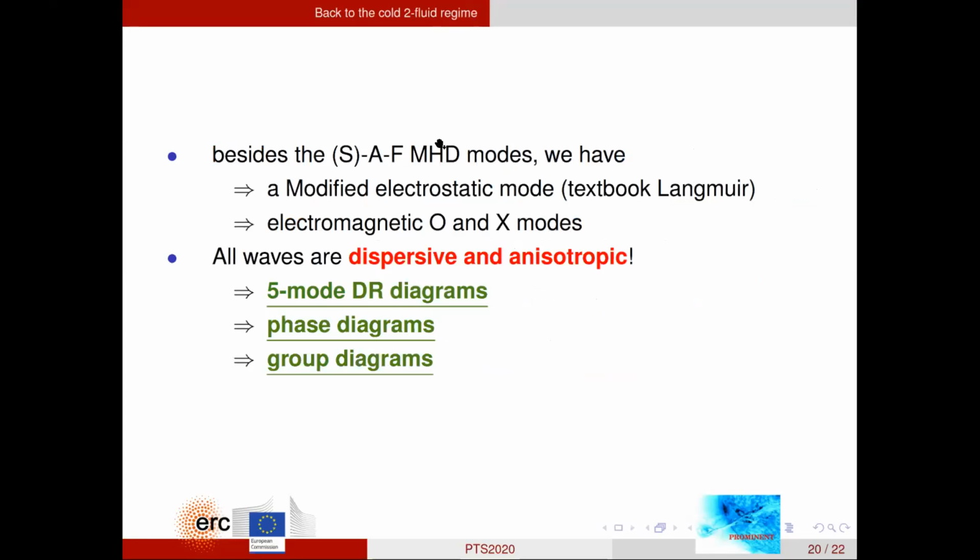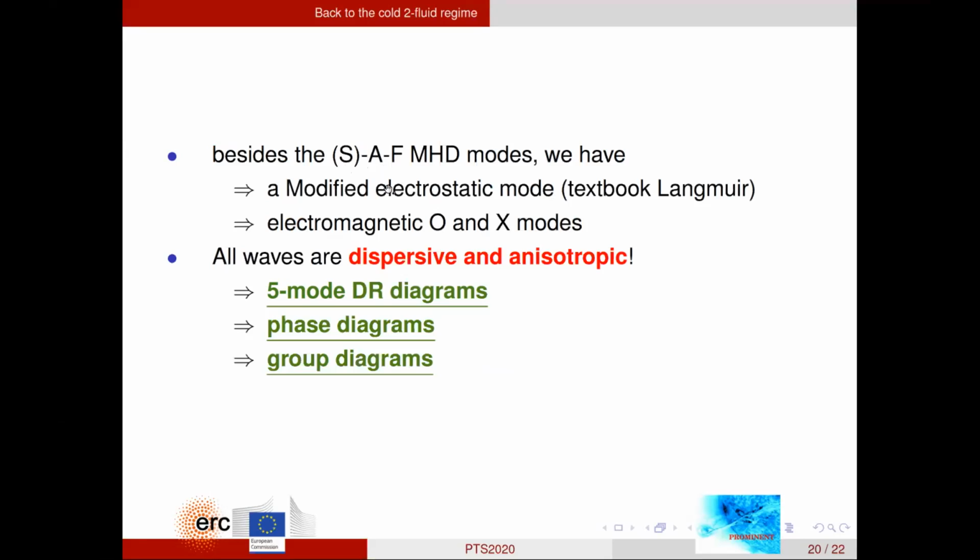Besides the MHD modes, Alfvén and fast, the slow does not propagate under cold conditions because the pressure is 0. We have a modified electrostatic mode, that's why I call it the M, and the electromagnetic O and X modes. I take those labels because those were the ones used typically in the textbook, although in the textbooks you should realize that what they call the extraordinary mode is actually a confusing container of 3 modes.